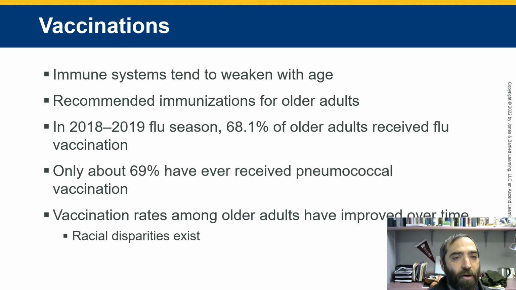Vaccinations. Our immune systems tend to weaken as we get older. Therefore, immunizations are more important for older adults than they are for non-older adults. However, in a given season, for instance, the 2018-2019 flu season, only about 68% of older adults received flu vaccinations. And I wouldn't be surprised if that number actually has gone down, because during COVID, there was so much talk about conspiracy theories and vaccinations that I imagine that has trickled over into things like the flu vaccination.